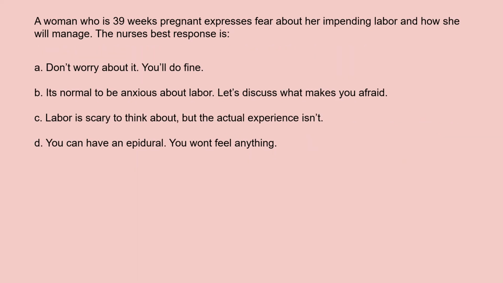A woman who is 39 weeks pregnant expresses fear about her impending labor and how she will manage. The nurse's best response is: A. Don't worry about it. You'll do fine. B. It's normal to be anxious about labor. Let's discuss what makes you afraid. C. Labor is scary to think about, but the actual experience isn't. D. You can have an epidural. You won't feel anything.